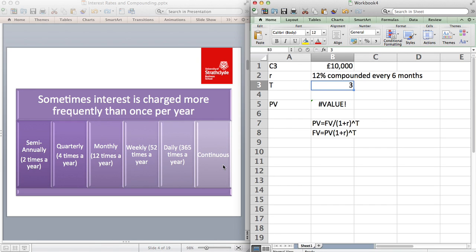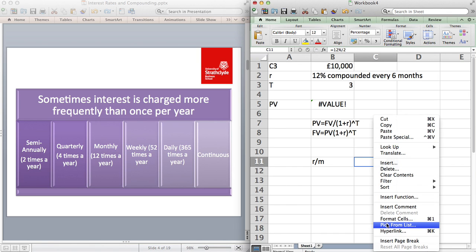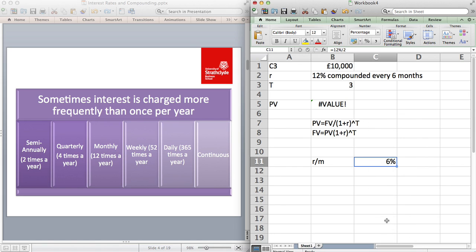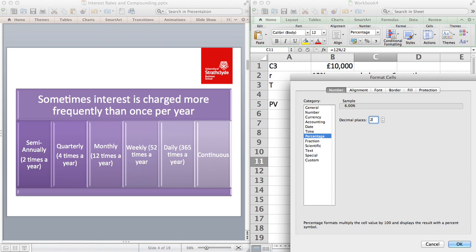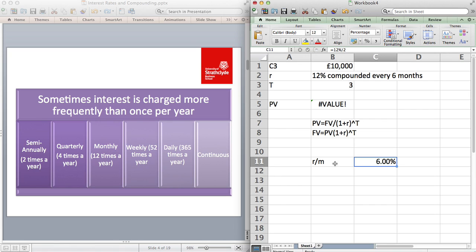When you have an expression that says 12% compounded every 6 months, the rate you should use is R divided by the number of periods. That's equal to 12% divided by 2, which is 6%. Let me just do a little bit of formatting, 2 decimal places.